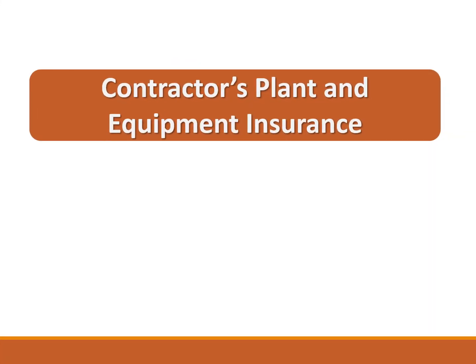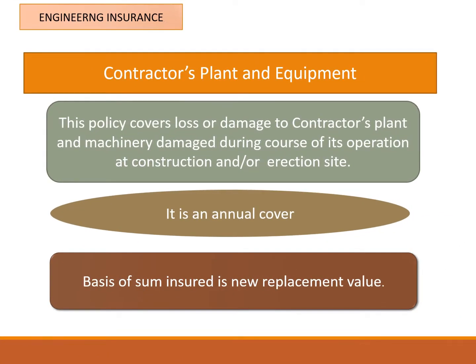Getting further, we look into contractor plant and equipment insurance. It is an annual policy and can be renewed every year. The basis of sum insured is new replacement value. This policy covers loss or damage to contractor plant and machinery during the course of its operation at construction and erection sites.